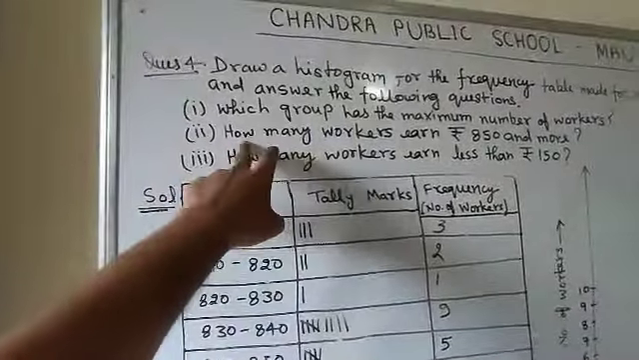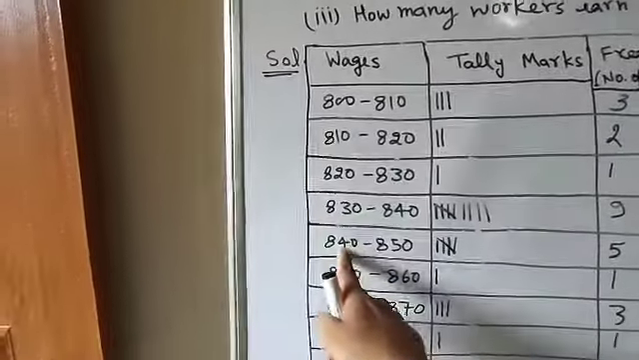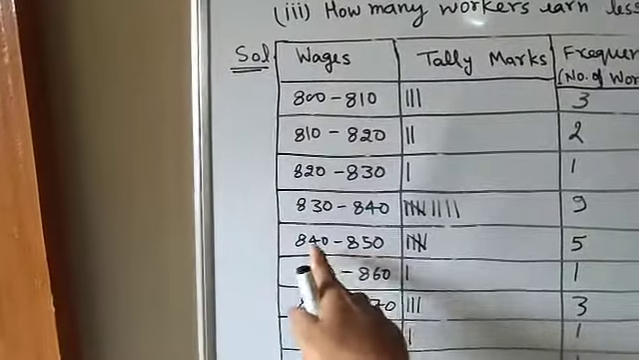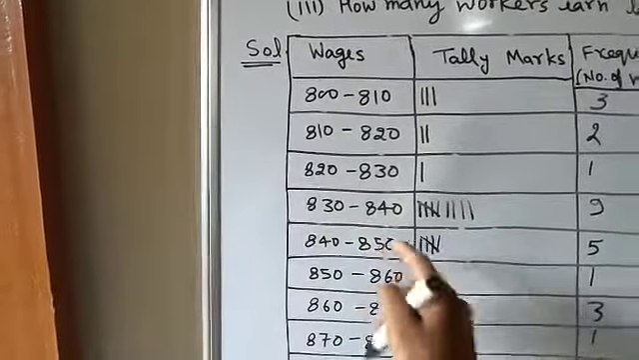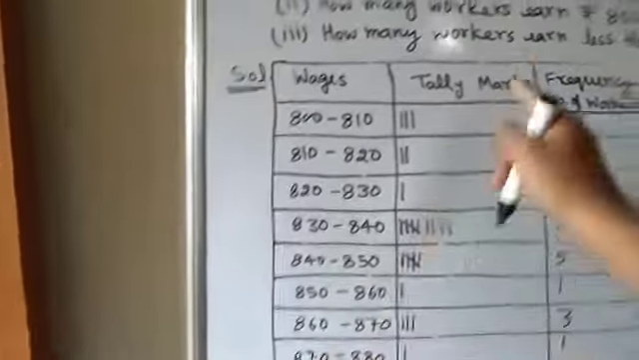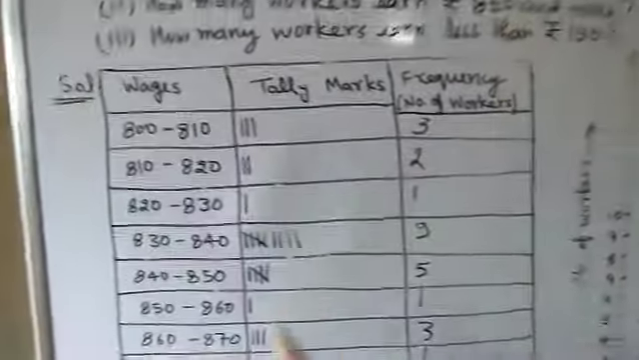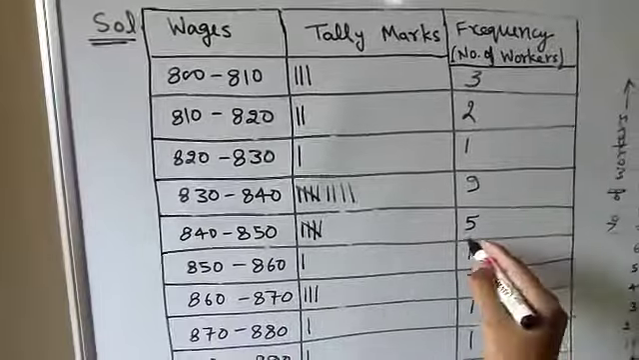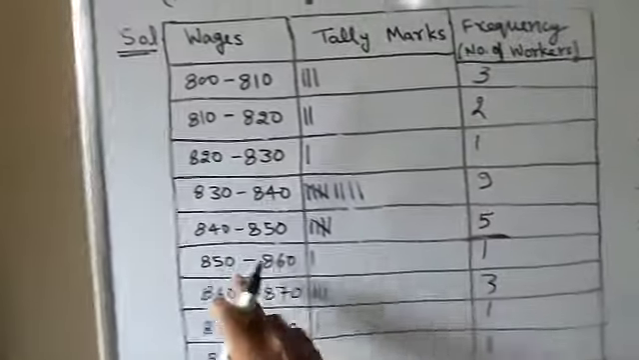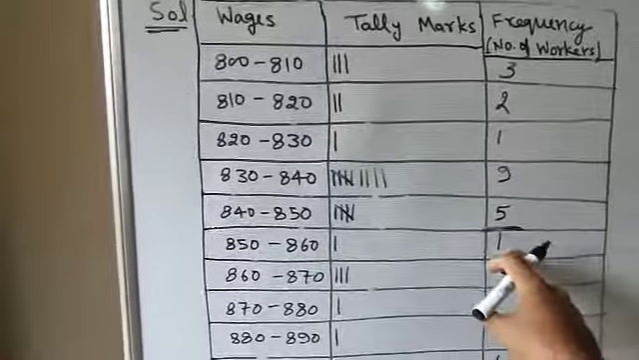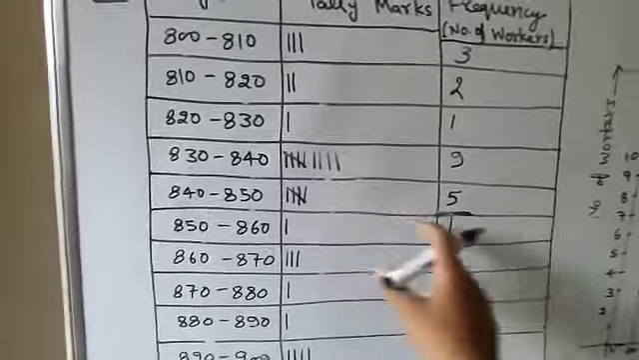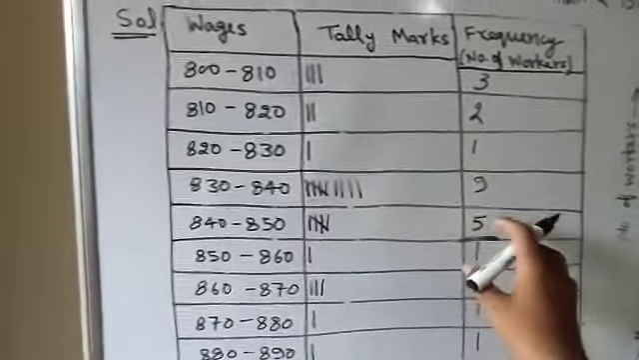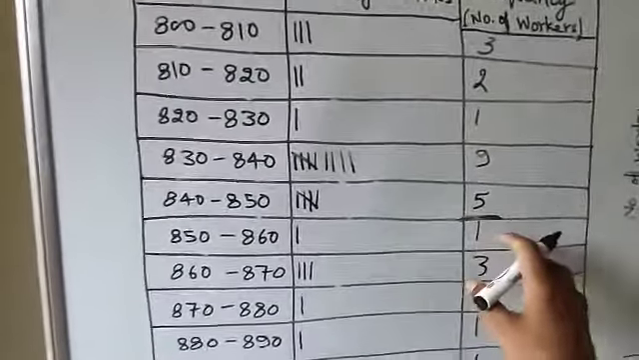Now second, it is asked how many workers earn rupees 850 and more. The data 840 to 850 indicates 840 to 849, so 850 will exist here. The workers earning rupees 850 or more will exist from here. After this, 850 to 860 is greater than 850, and 860 to 870 is also greater than 850. So how many workers earn either equal to 850 or more than 850?